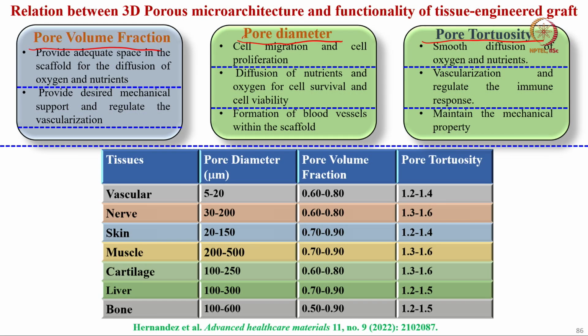Pore volume fraction provides adequate space in the scaffold for the diffusion of oxygen and nutrients, and it provides desired mechanical support and regulates the vascularization. Pore diameter is very important because it also allows the formation of blood vessels, that is vascularization, which is also promoted by pore tortuosity.